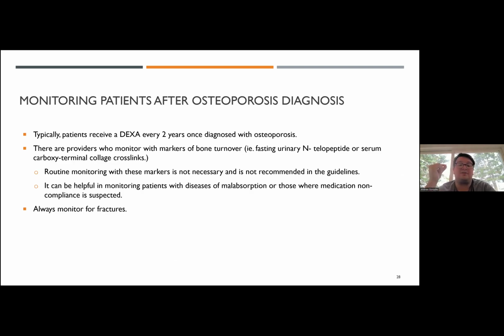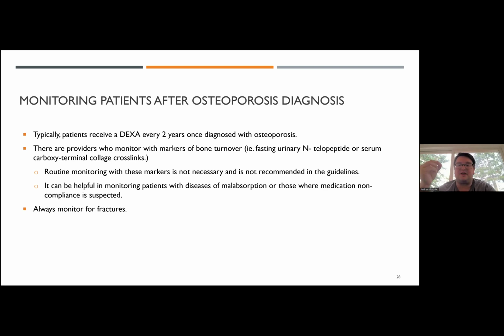Monitoring patients after their osteoporosis diagnosis. You want to get a DEXA scan every 2 years, as mentioned. You'll see in literature, some providers will do monitoring of markers of bone turnover, these being urinary N-telopeptide or serum carboxy-terminal collagen cross-links. To be honest, I'd never seen that until I started doing research for this presentation, but they exist. But there's no guideline driven recommendation for monitoring of these markers of bone turnover.